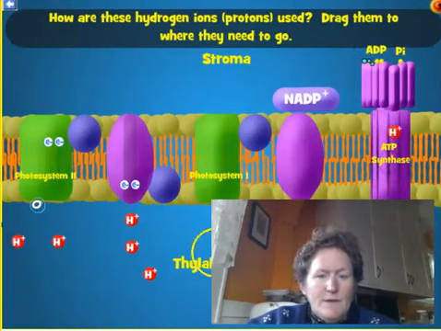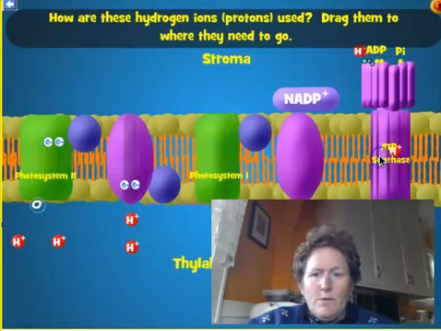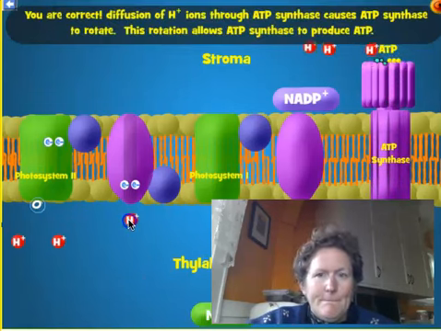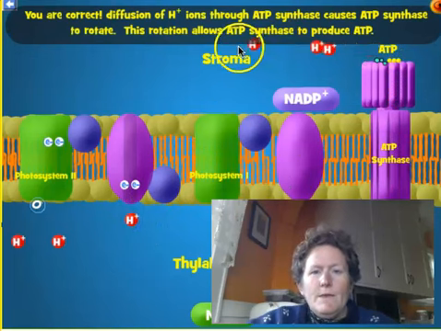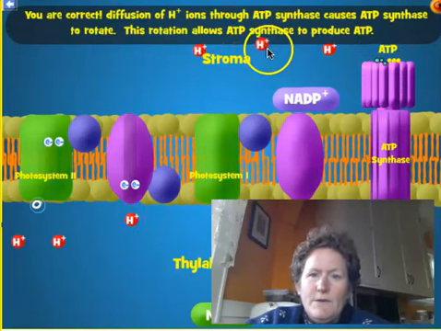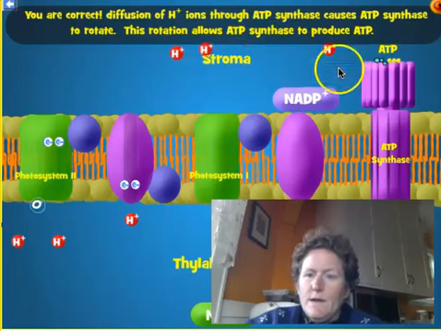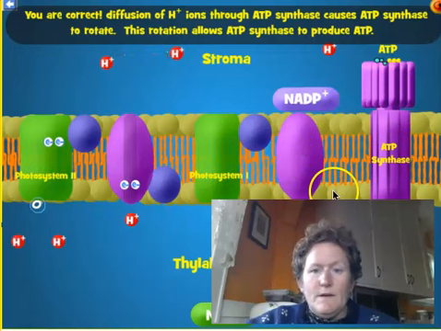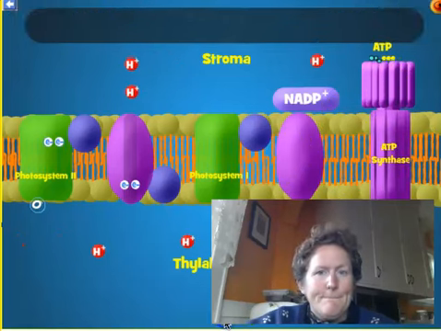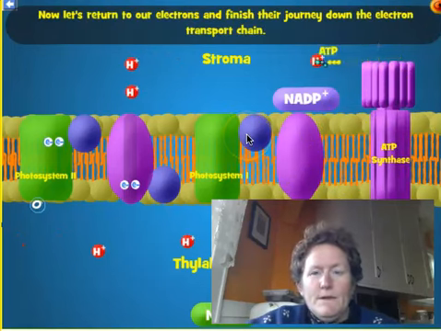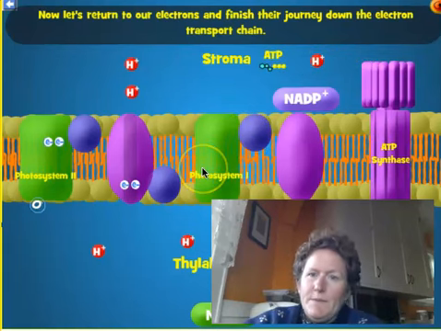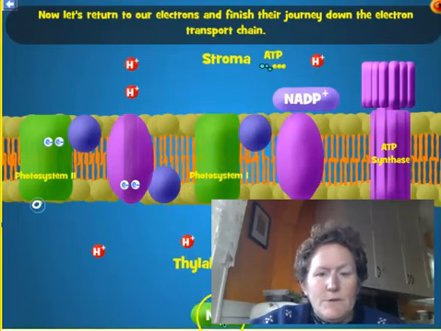So the hydrogen ions need to go through ATP synthase and make some ATP. The rotation of the hydrogen ions through allows the enzyme here to produce ATP from ADP and a phosphate. Now let's return to our electrons and help them get through the rest of the way through the electron transport chain.